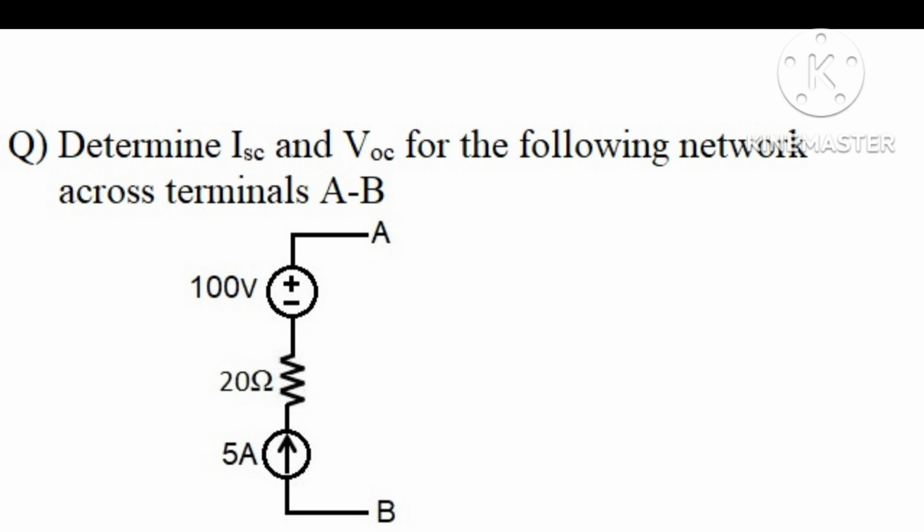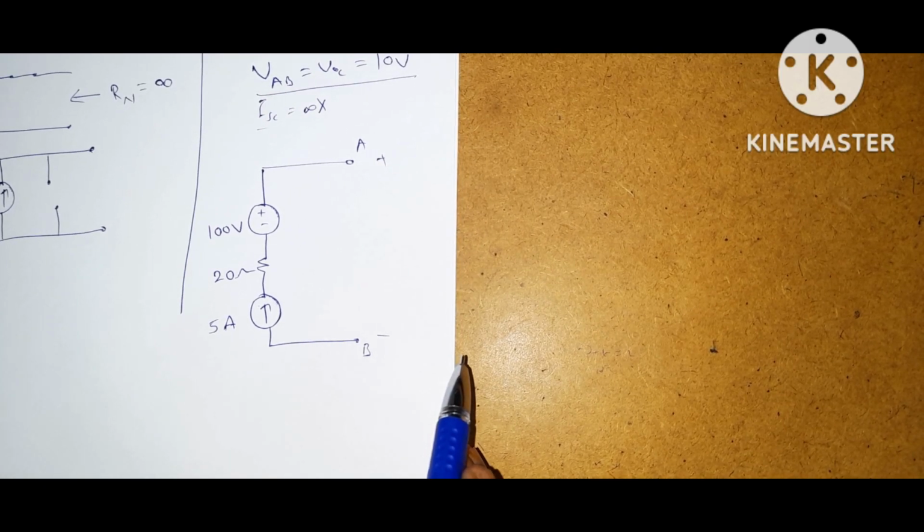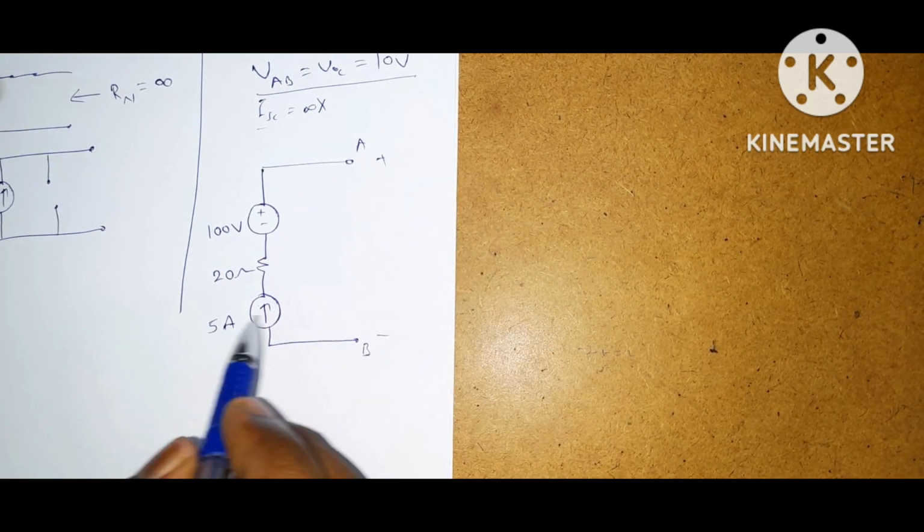Next question is: determine ISC and VOC for the following network across terminals AB. This is the given network. So what is he asking? Determine ISC and VOC. So what is VOC now?